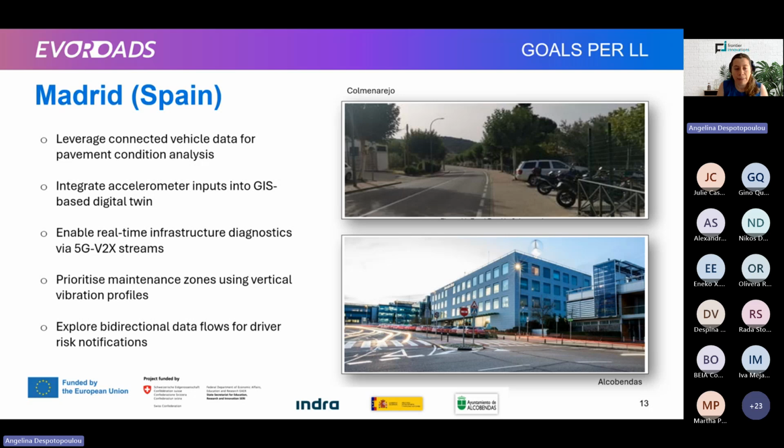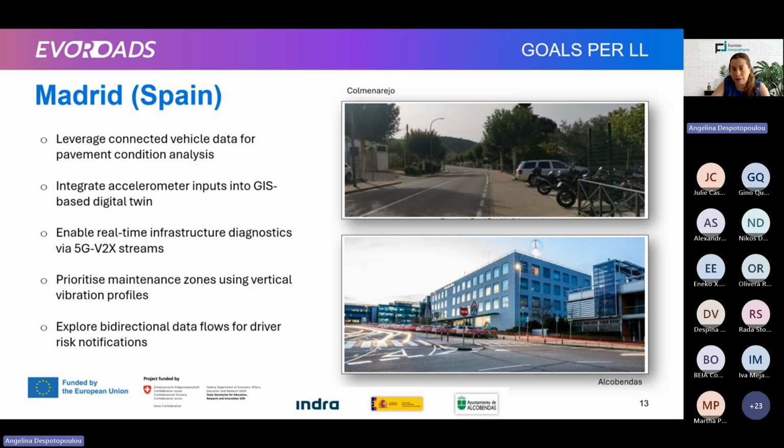They will try to enable real-time infrastructure diagnostics via 5G network streams. It will be prioritizing maintenance zones using vertical vibration profiles from the sensors on the vehicles, and they will be exploring bidirectional data flows for driver risk notifications. This means that the driver will have a mobile application, something like that, that will be sending notifications to them.